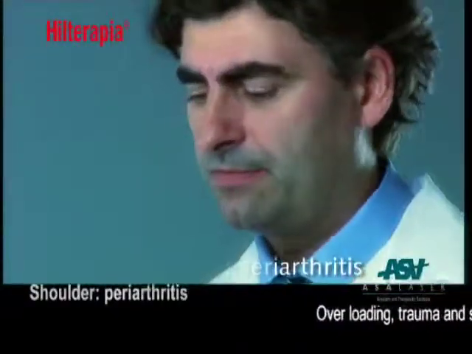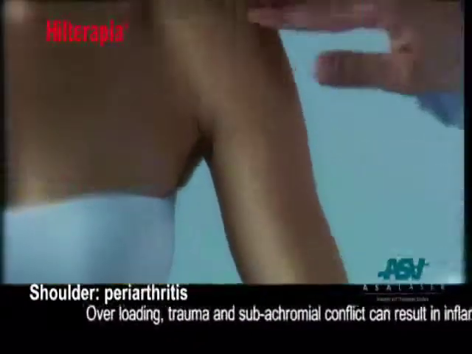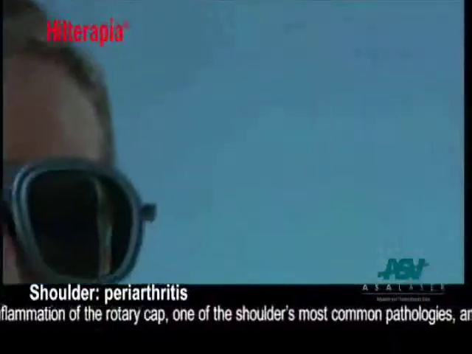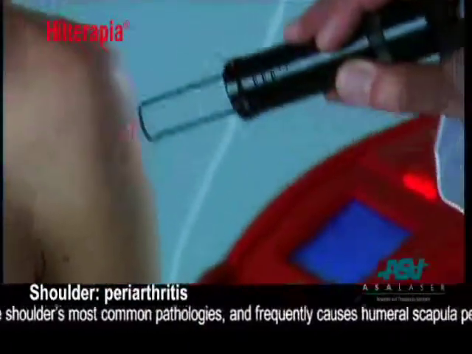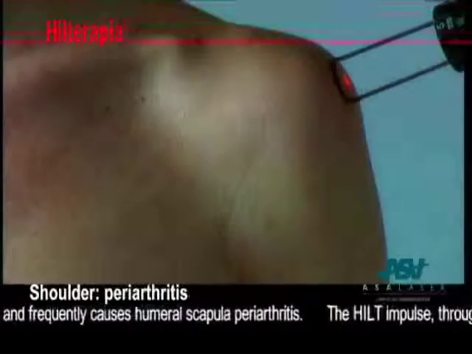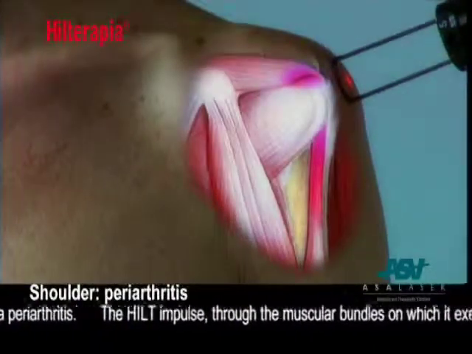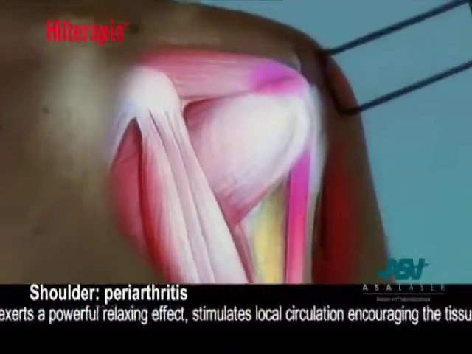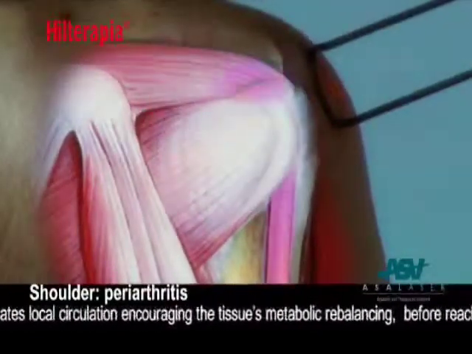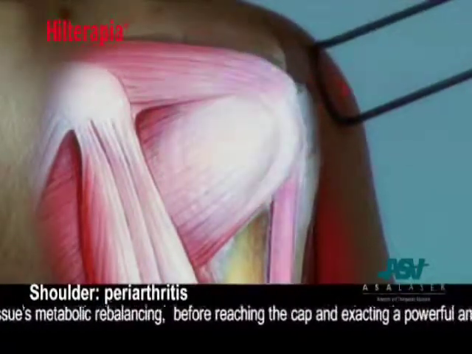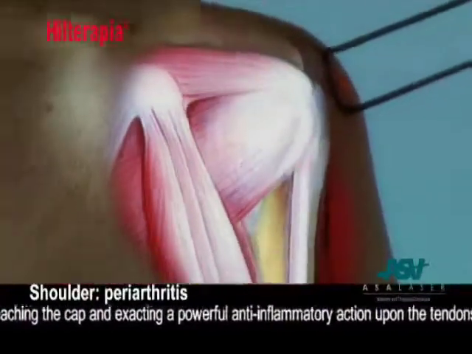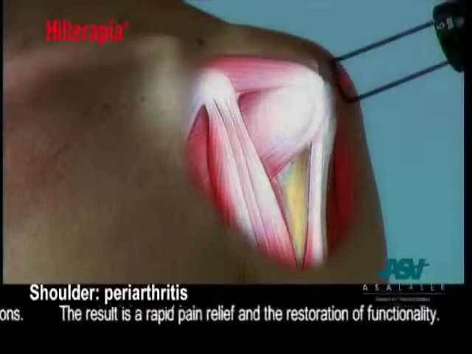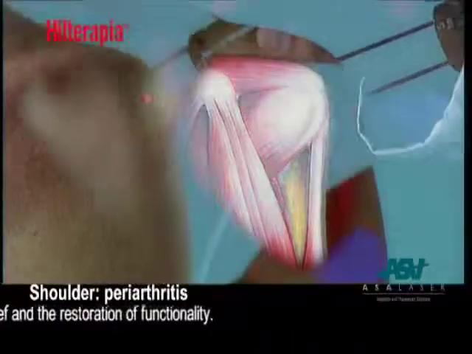Overloading, trauma, and subacromial conflict can result in inflammation of the rotator cuff, one of the shoulder's most common pathologies, and frequently causes humeral scapular periarthritis. The HILT impulse, through the muscular bundles on which it exerts a powerful relaxing effect, stimulates local circulation, encouraging the tissue's metabolic rebalancing, before reaching the cuff and exerting a powerful anti-inflammatory action upon the tendons, resulting in rapid pain relief and the restoration of functionality.